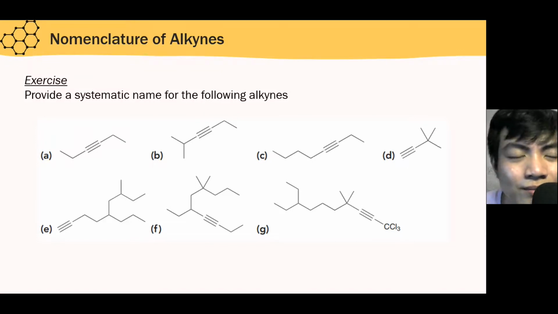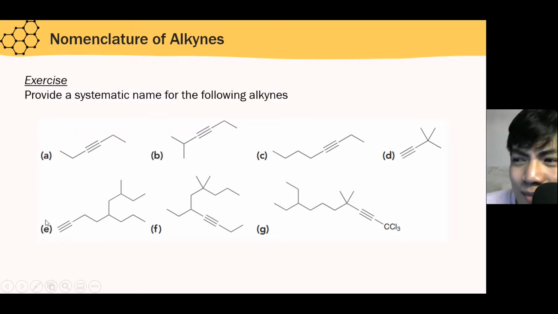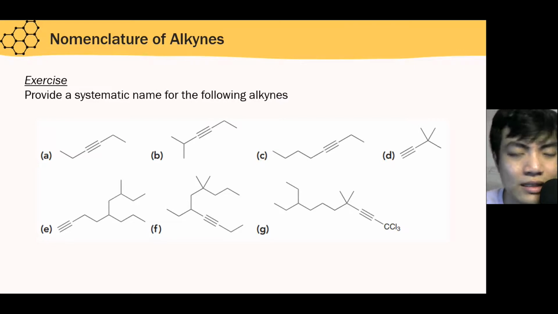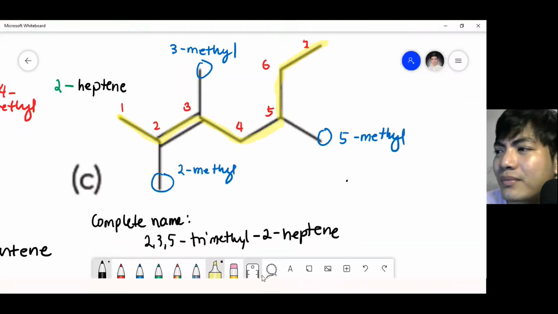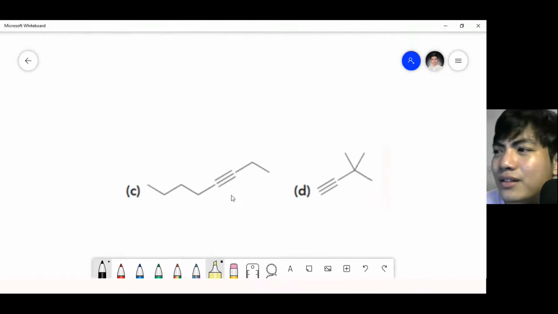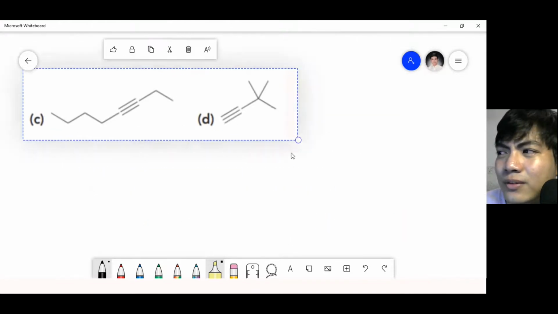Again, the answers for the other items A, B, E, F, G, they are included in the PowerPoint. So please download the PowerPoint that is uploaded into your Canvas accounts. Okay, so just download it. So for the alkynes, I will just answer two items. So that will be these two.